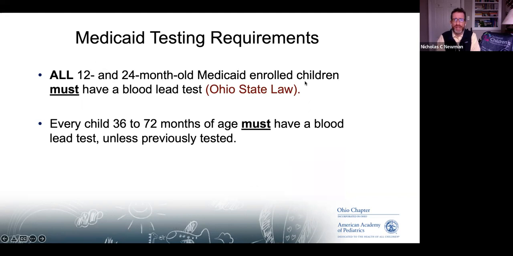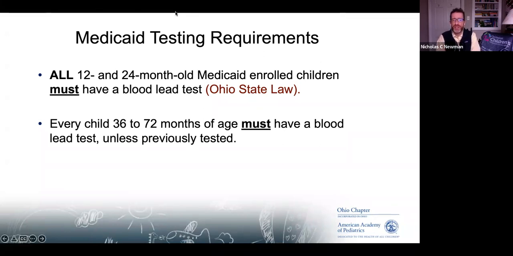And so I just want to reiterate the Medicaid testing requirements. That applies to 12 and 24-month-old children, and it's mandatory for Medicaid that they be tested. And then children who are older, up to 72 months of age, must have a lead test unless they've been previously tested. So that's the absolute requirements.